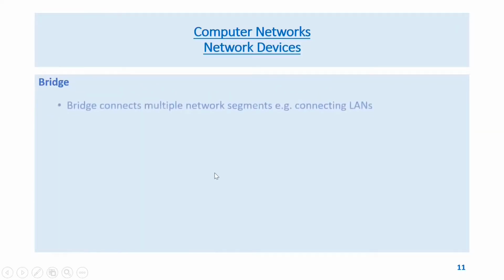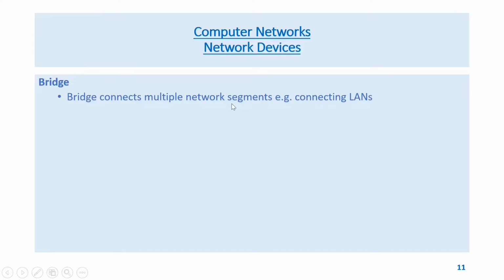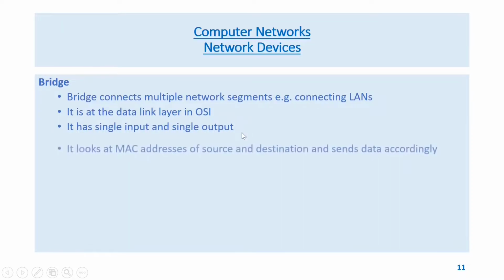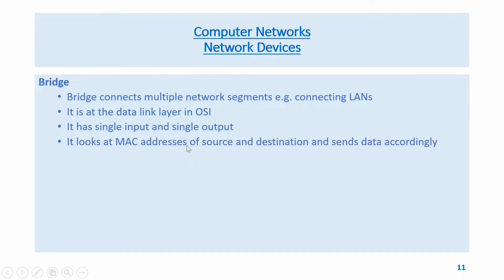Bridge. Bridge connects multiple network segments, for example connecting LANs, that is local area networks. It is at the data link layer in the OSI model. It has single input and single output. It looks at MAC addresses of source and destination and sends data accordingly.